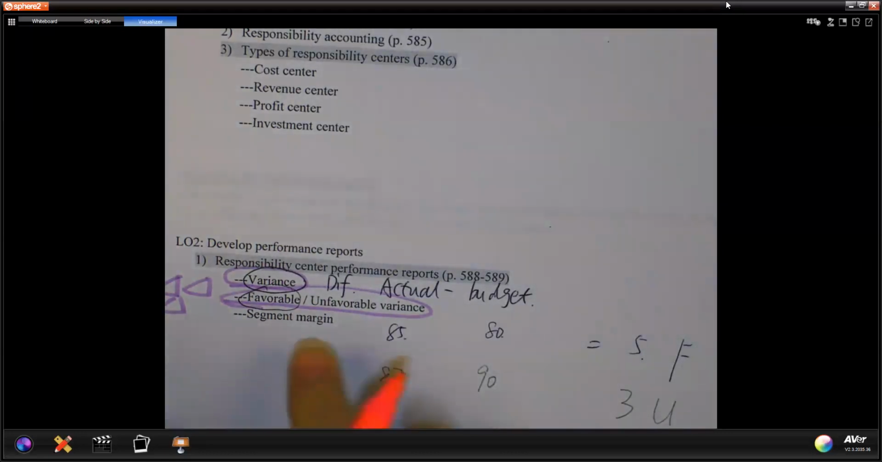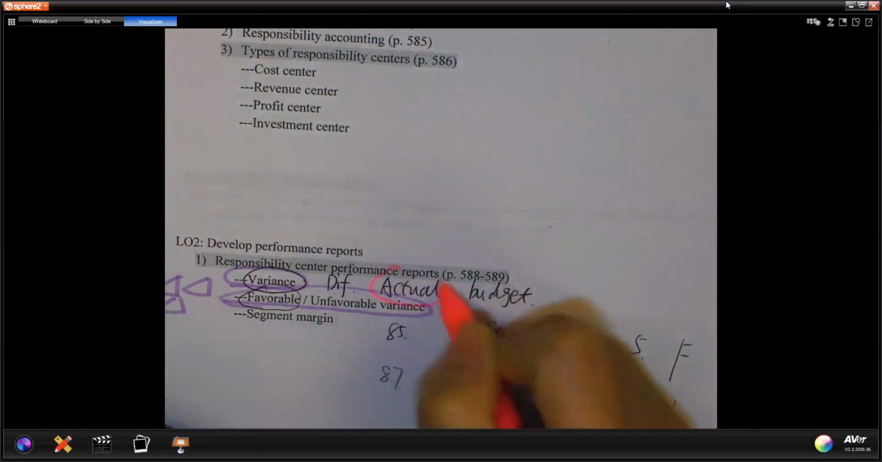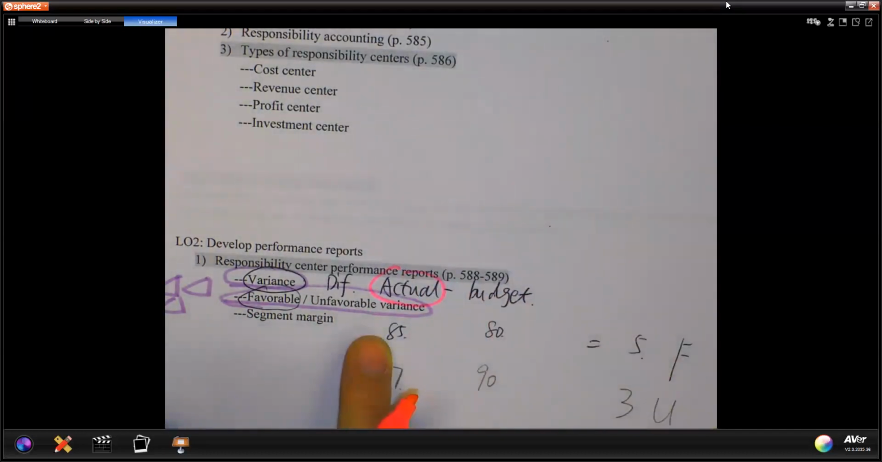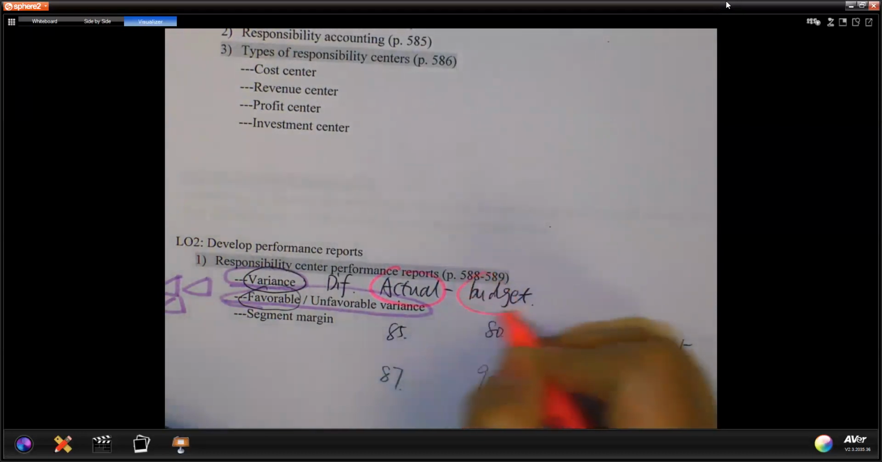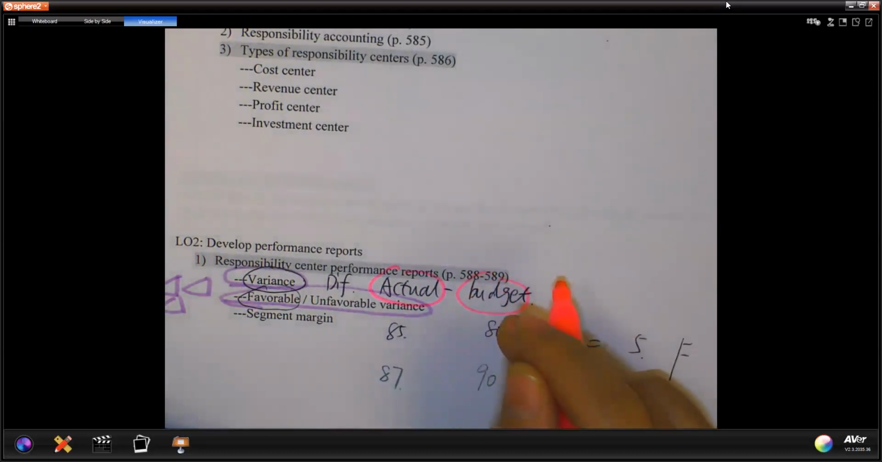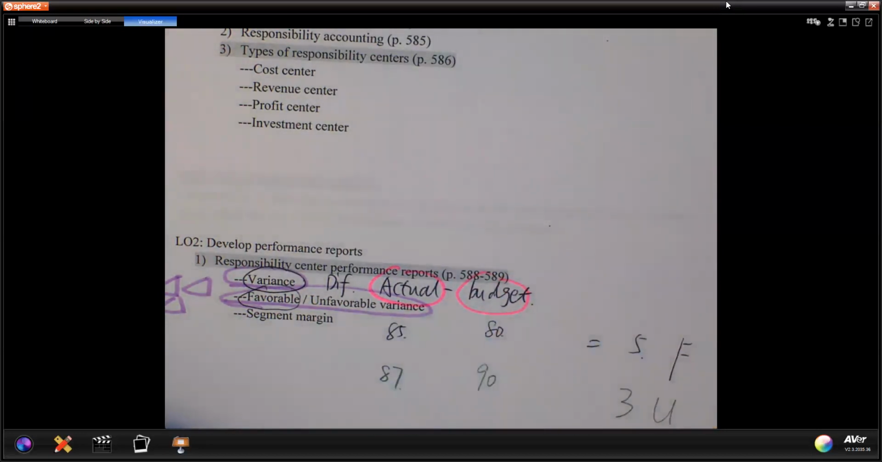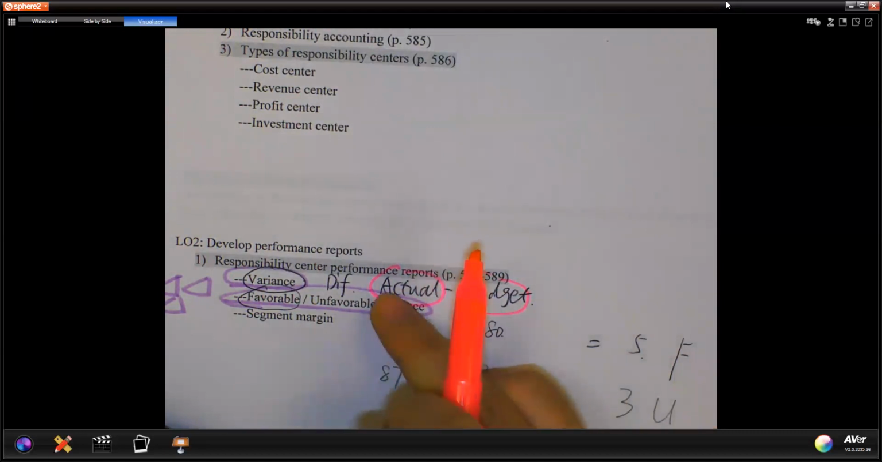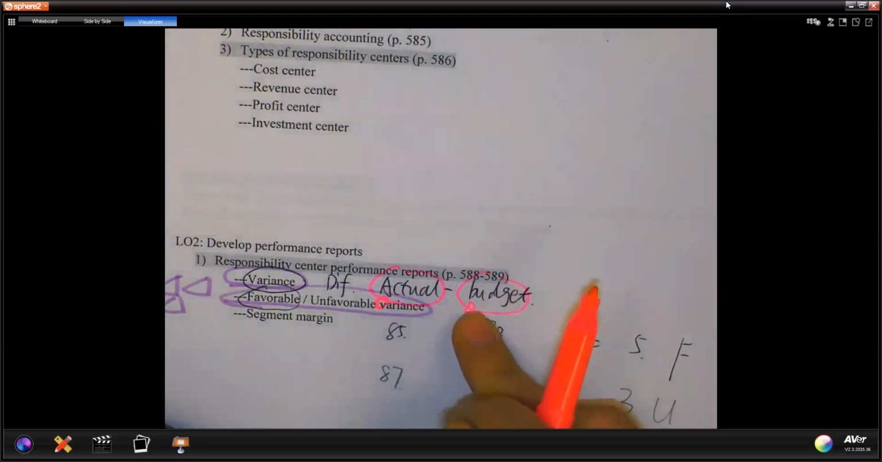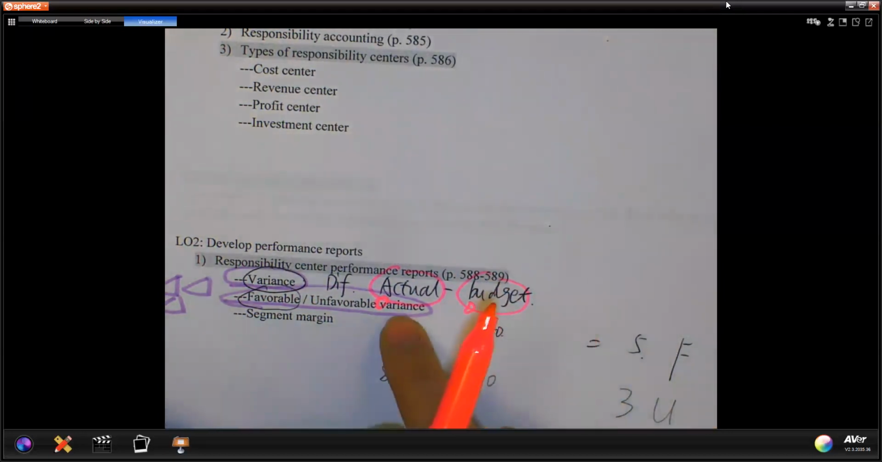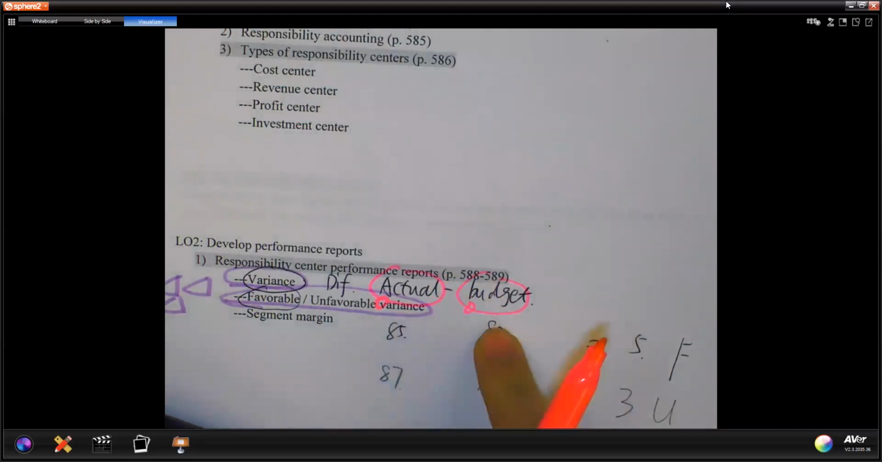When we talk about variance, we always put our actual on the left side, and we put our budget on the right side. It's easy to remember because the way I do it is the A, right? Actual A always goes before B. So you put A first, you put B second. So actual is always on the left side. Budget is always on the right side.